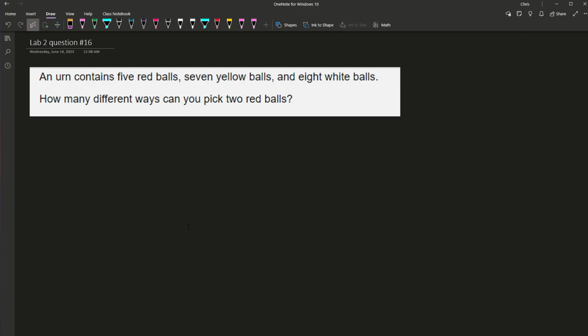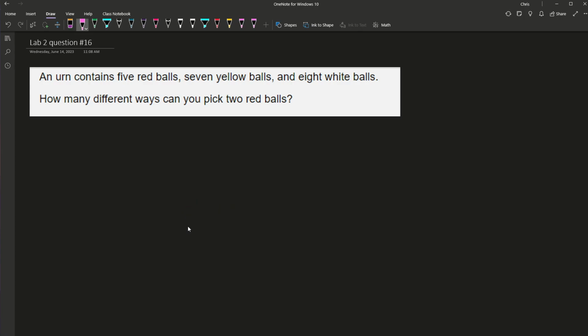So, first up, I have up here question number 16 from Lab 2. This question is kind of confusingly worded here. It says an urn contains 5 red balls, 7 yellow balls, and 8 white balls. How many different ways can you pick 2 red balls?